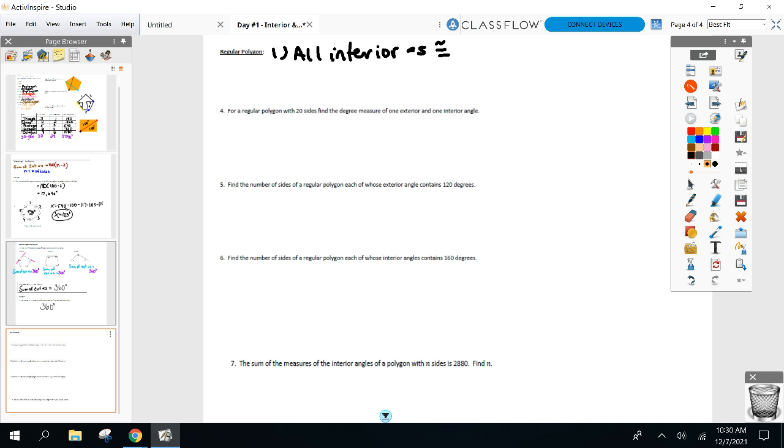Or congruent. So if all the interiors are equal, that means all the exterior angles are congruent. And there's one other piece I want to throw up here. What else do you think are congruent? Sides. All sides congruent. Correct.